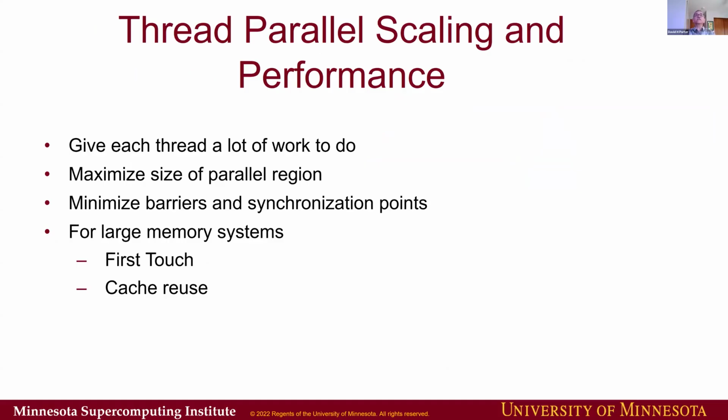So the takeaways from this is, if you really want to push performance, give each thread a lot of work to do. Make the thread parallel regions as large as possible and minimize the times you need to do barrier syncs. And then for the really, really large problems, you might want to look at first touch, and especially cache reuse can make a big difference in performance for really large problems.